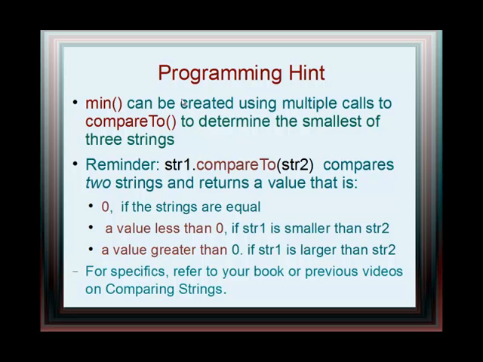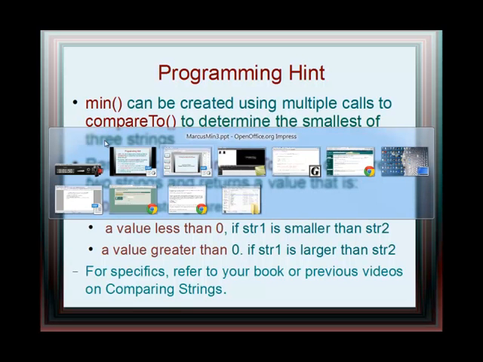Min can be created using multiple calls to compareTo to determine the smallest of three strings. Reminder, string1.compareTo(string2) compares two strings and returns the value that is 0 if the strings are equal, a value less than 0 if string 1 is smaller than string 2, and a value greater than 0 if string 1 is larger than string 2. For specifics, refer to your book or previous videos on comparing strings. Keep in mind that min will probably be created using multiple calls to compareTo, so we're going to look into our code for a better example.